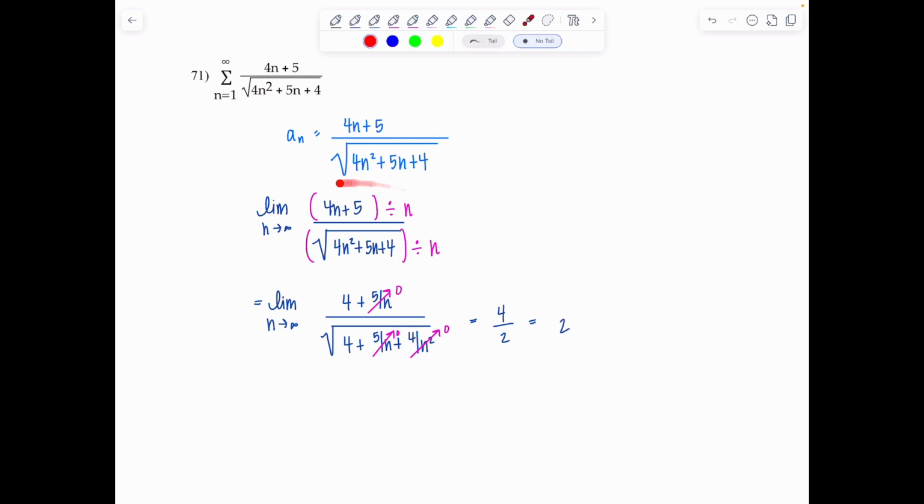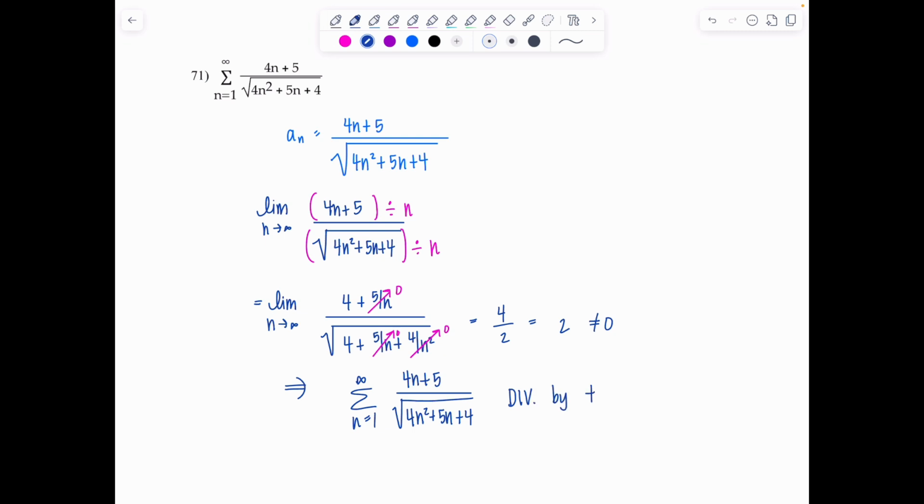So the limit of the terms is 2, and 2 is definitely not 0, which tells me then my series, if the terms don't even go to 0, it has no chance at all at converging. So my series here diverges. What test did I use? The test for divergence, exactly.